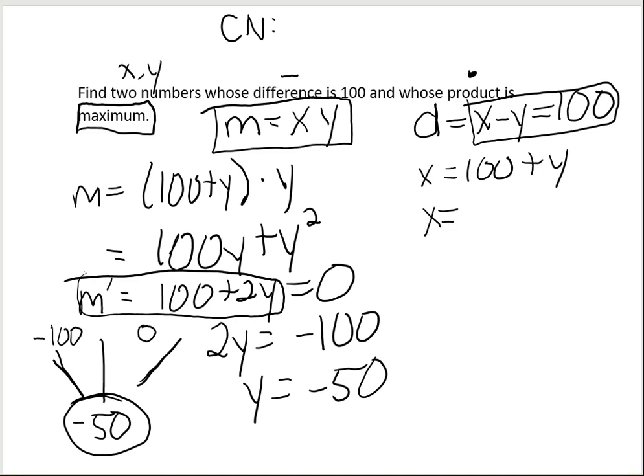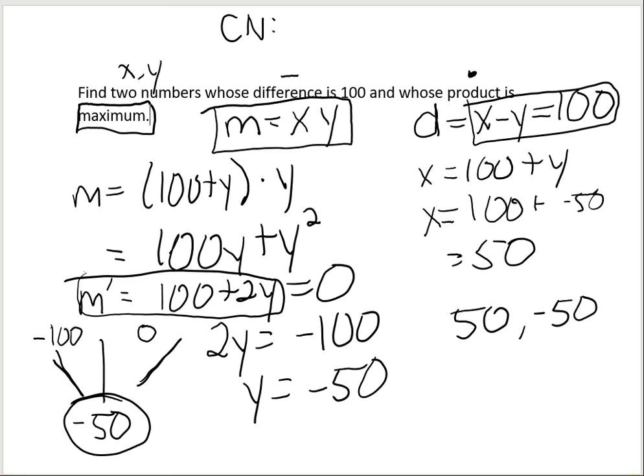So what is x then? Well, it's 100 plus negative 50, or just 50. So our two numbers are 50 and negative 50. And that is another example, working with numbers, not something geometric.